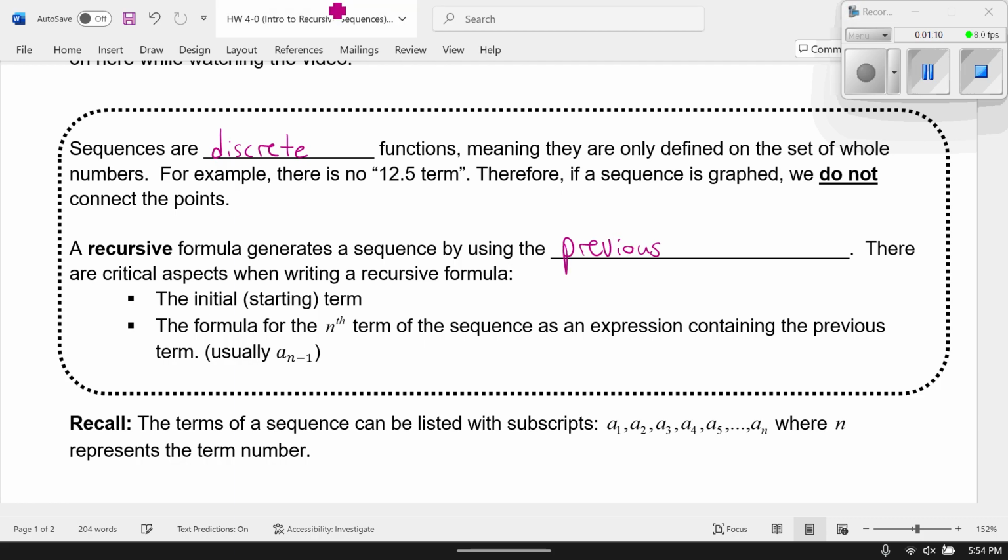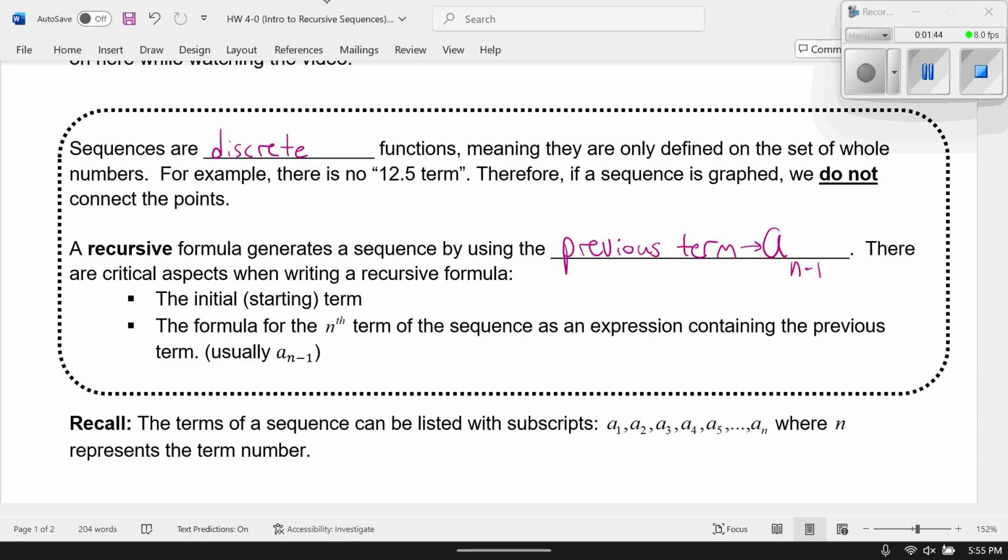Now, a recursive formula generates the sequence by using the previous term. Now, in general, how we use notation to describe a term is A sub n. Notice how I put the subscript beneath the line, just like we did for logarithms with the base. Now, A sub n is any term, but how do you indicate the previous? How do you go backwards? You subtract 1. So this represents the previous term, A sub n minus 1.